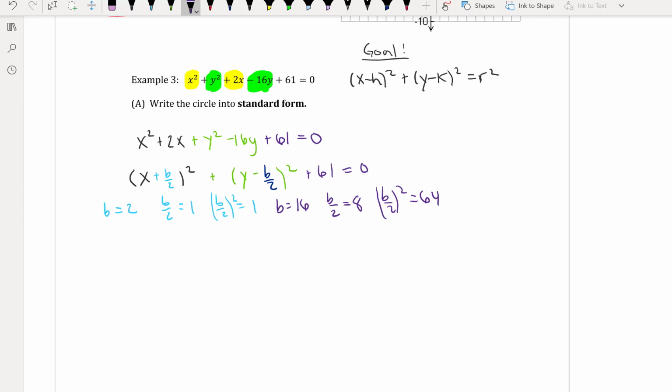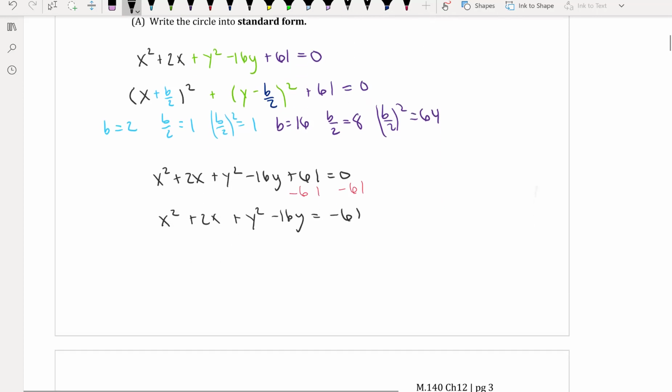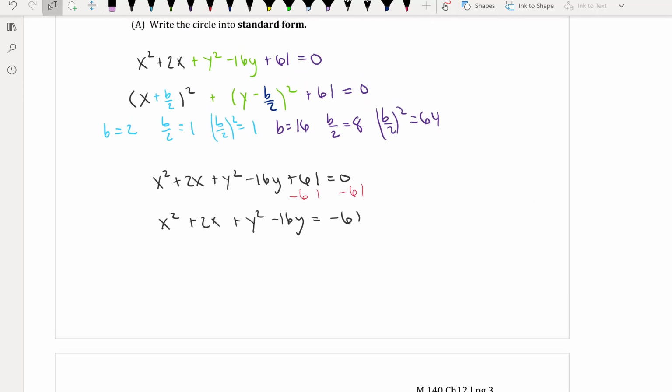So now I kind of know more or less what I'm doing. So I'm going to go ahead and rewrite this. So I have my x squared plus my 2x plus my y squared minus 16y plus 61 is equal to 0. So I'm going to go ahead and subtract 61 from both sides. So now I have my x squared plus 2x plus my y squared minus 16y is equal to negative 61.